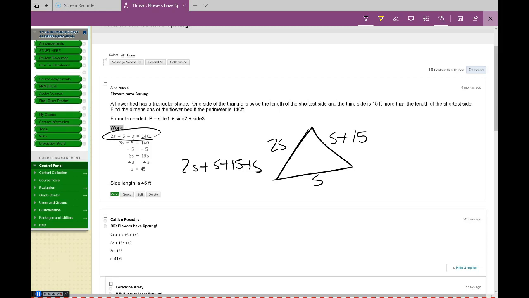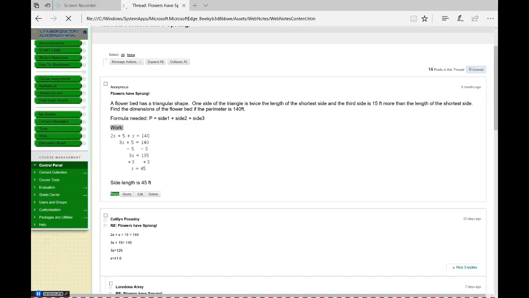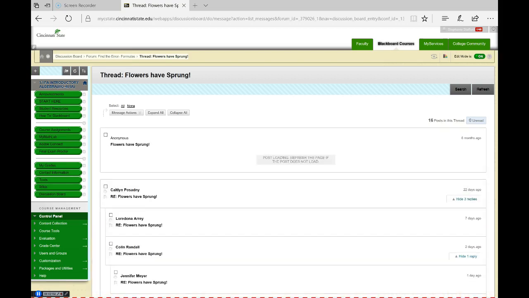So for some of you, we just forgot that third side. So kind of drawing a picture and getting yourself acclimated for that is it. So that was the error for that one. Let's go to the next one.